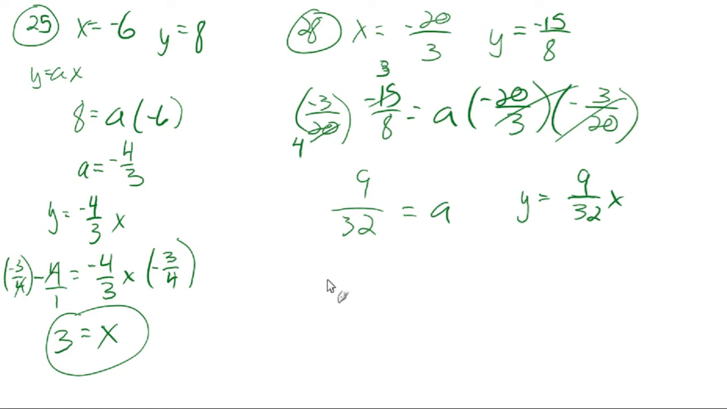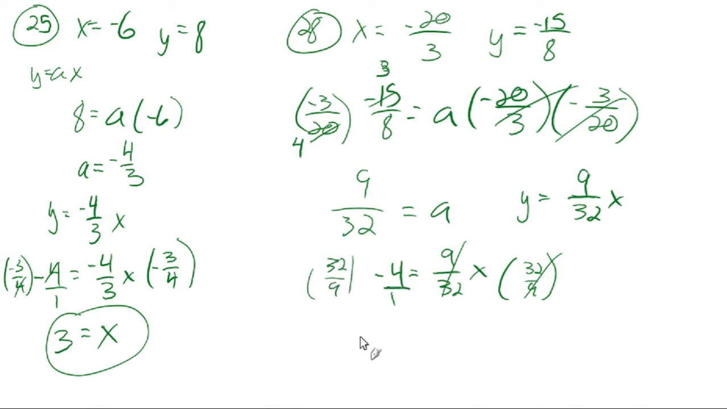And now we're going to let y be negative 4 and solve for x. Multiply by 32 over 9. So that these cancel. This is negative 4 over 1. So negative 128 over 9, that's x.